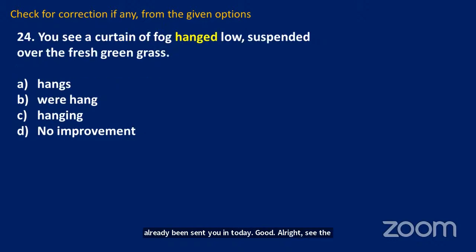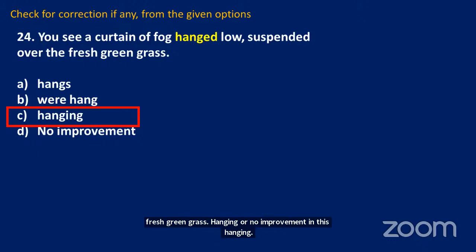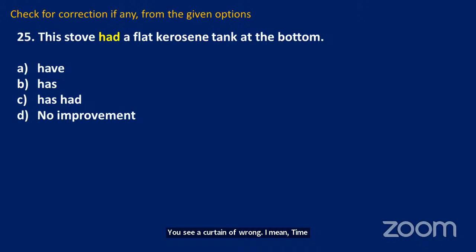You see a curtain of fog hanged low, suspended over the fresh green grass. Is it hangs, or hanging, or no improvement? It is hanging. You see a curtain of fog hanging. All right. See the next question.